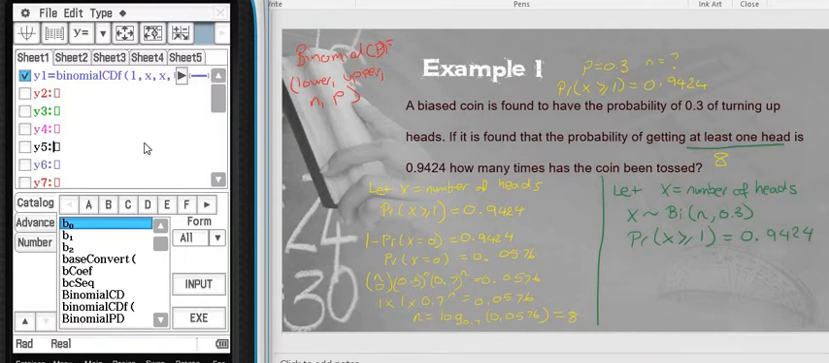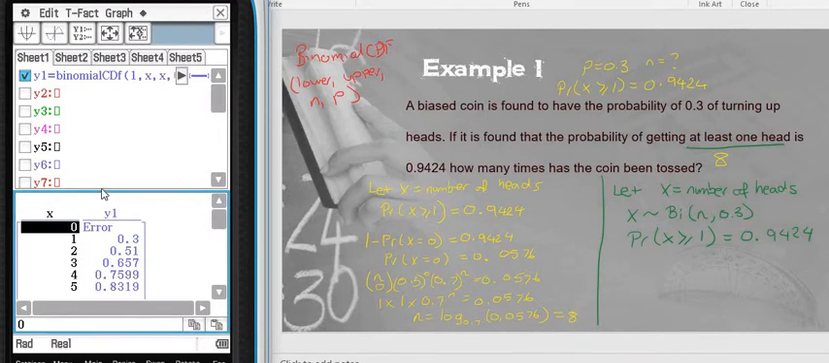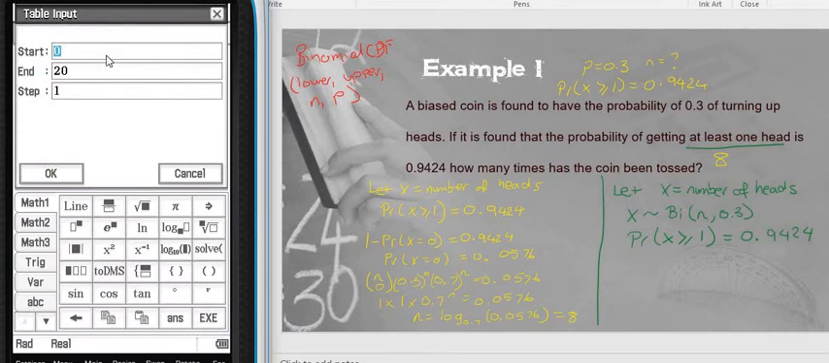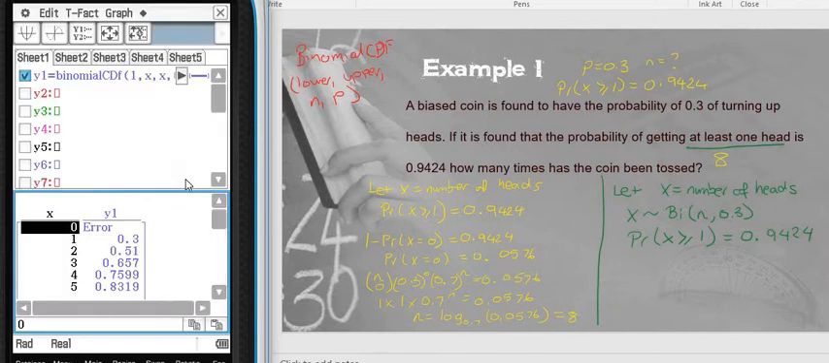What we do then is that we get our table up. So we click on this little table button here, and it's going to give us a whole range of values. So if you need to change them, like I mentioned before, we've got this little button here, and that allows us to change our start and our end if we need. Our step should be 1 because we're dealing with discrete probability. And now we look through here. These are our values of x. The y values represent the probabilities.